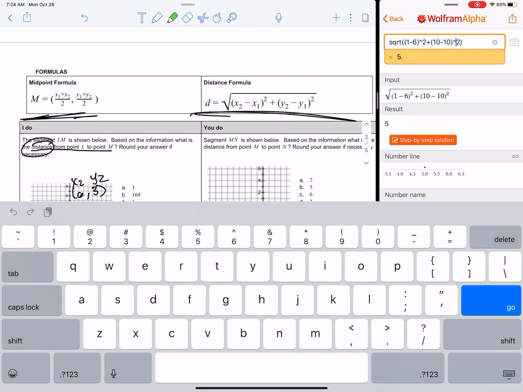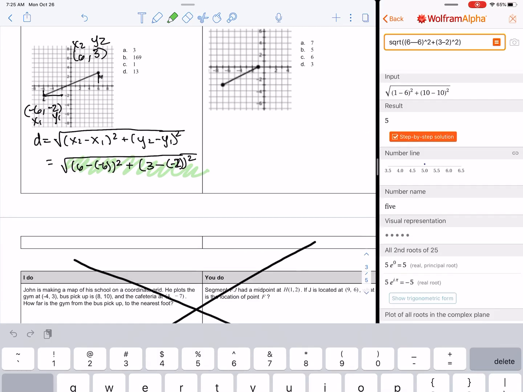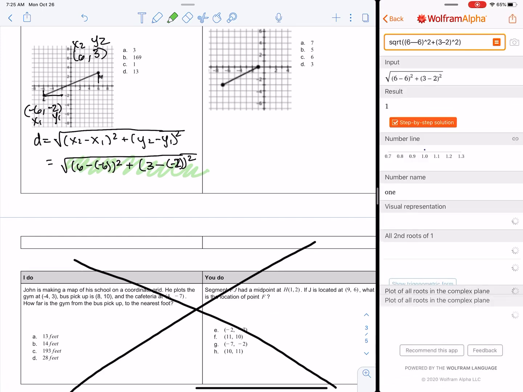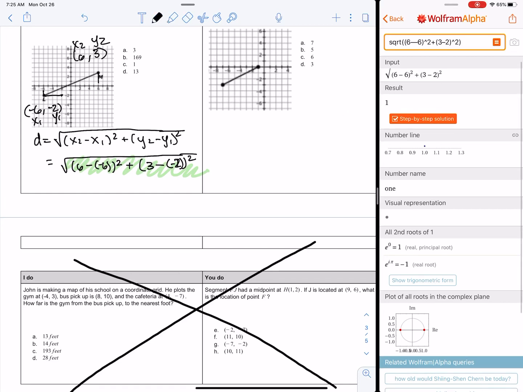So if we plug it in, what do we get? 6 minus -6, parentheses, caret 2, plus, parentheses, 3 minus -2, parentheses, caret 2, and you get 1. See the answer's right there? 1.